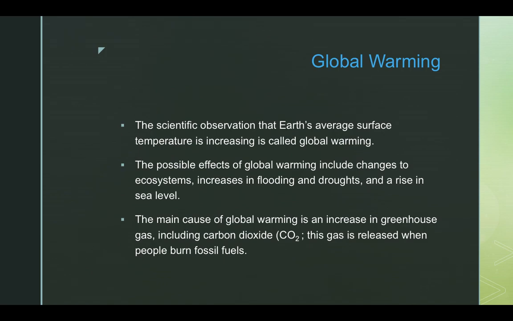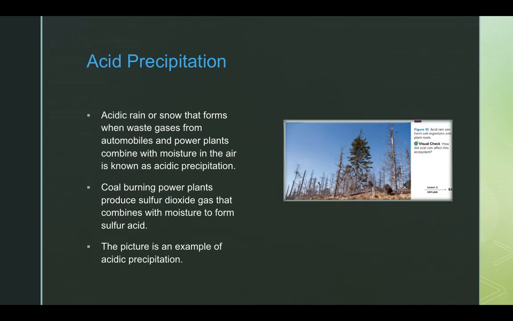Acid precipitation. So this is the effects of acid precipitation in this photo. Acid rain or snow that forms when waste gases from automobiles, like in the previous picture when I was pointing out what these automobiles release, combines with moisture in the air and is known as acid precipitation.